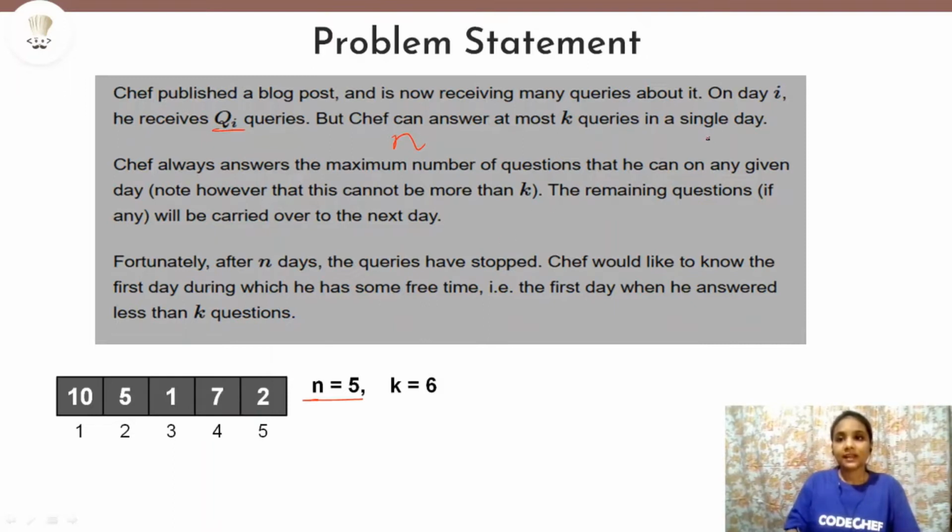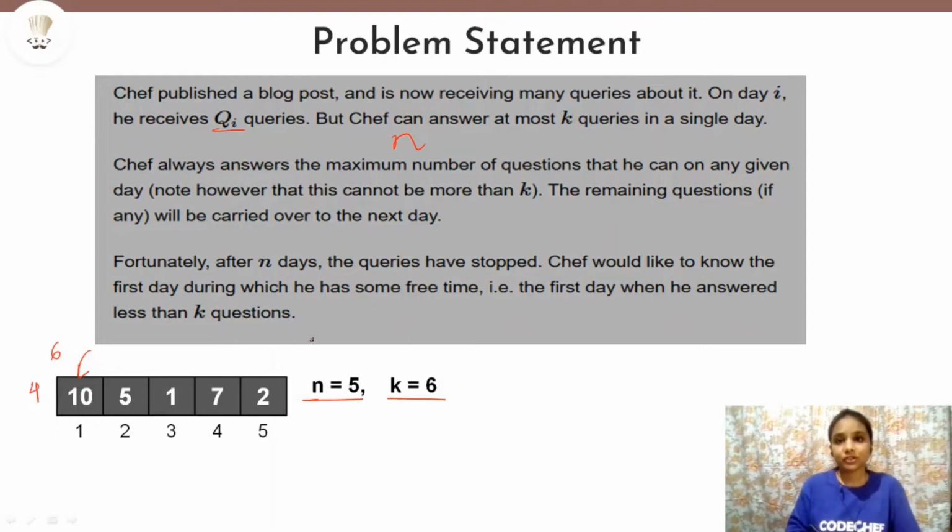Now, it is given that on each day, Chef can answer at most k queries. That is a maximum of k queries. As you can see here, I have taken k equals 6. So on any particular day, Chef can answer a maximum of only 6 queries, not more than that. So suppose on the first day, he has to answer 10 queries. But according to the question, he can only answer a maximum of 6 queries. So that means here on day 1, he will answer 6 queries and 4 of them will be left out to be answered.